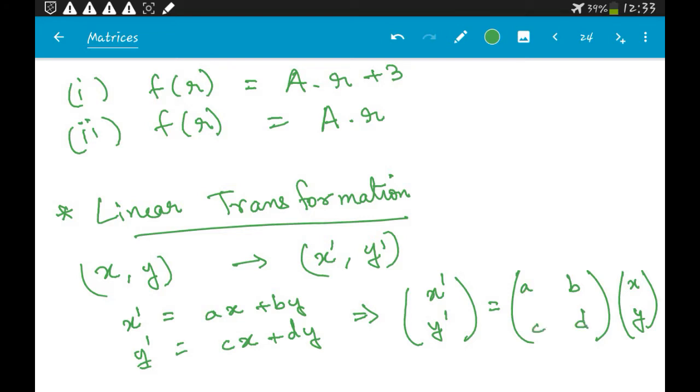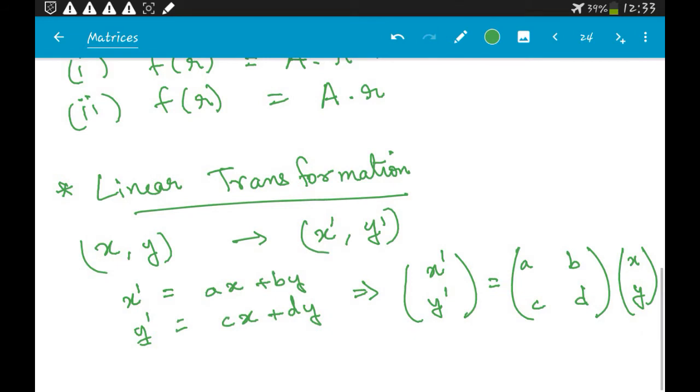Okay, so this would be our transformation. This is linear transformation. So essentially what it means is that r dash becomes m dot r. So this is our linear transformation where r dash is not equal to r.